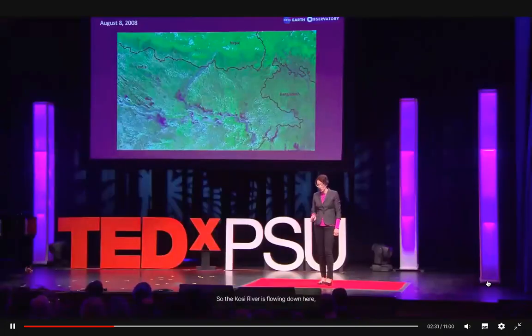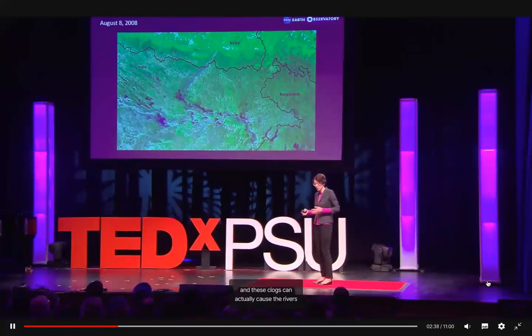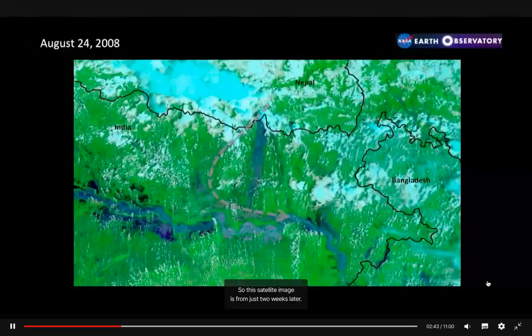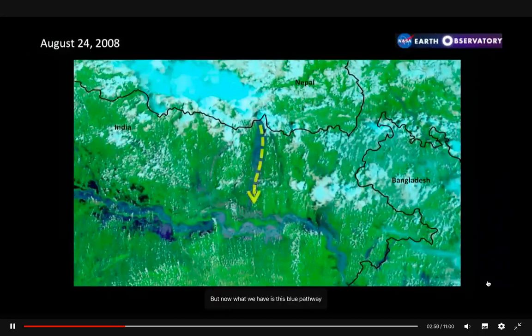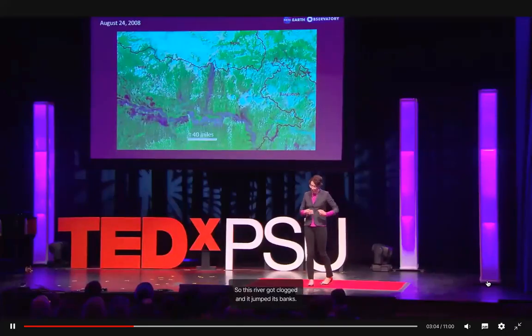So the Kosi River is flowing down here, but sometimes as these rivers are bulldozing sediment, they kind of get clogged, and these clogs can actually cause the rivers to shift their course dramatically. So this satellite image is from just 2 weeks later. Here's the previous pathway, that C-shaped pathway, and you notice it's not blue anymore. But now what we have is this blue pathway that cuts down the middle of the field of view here. What happened is the Kosi River jumped its banks. And for reference, the scale bar here is 40 miles. This river moved almost over 30 miles very abruptly. So this river got clogged and it jumped its banks.